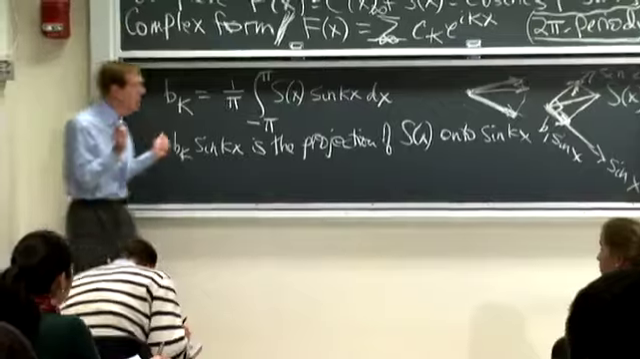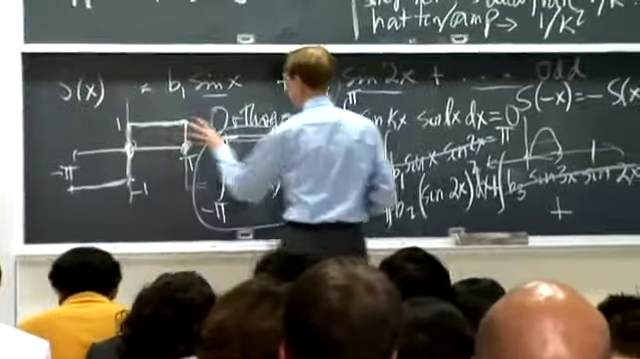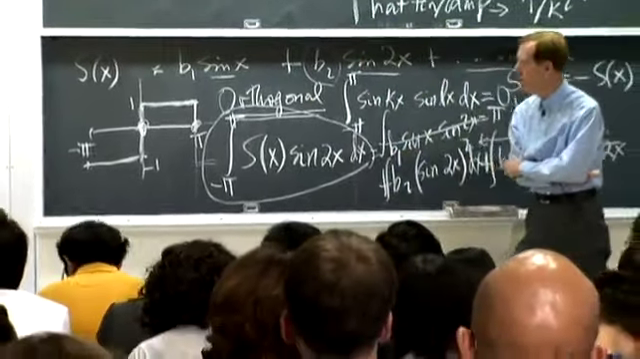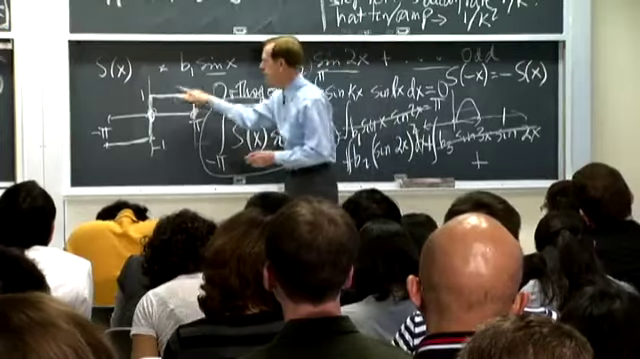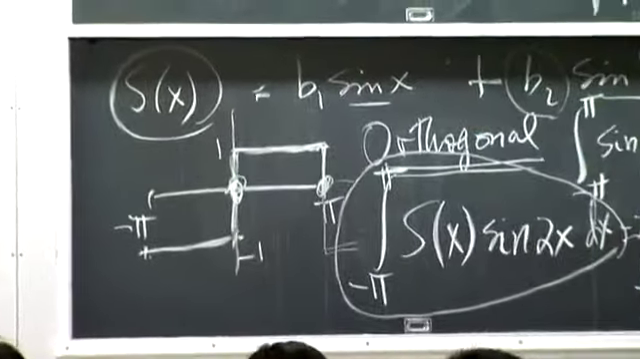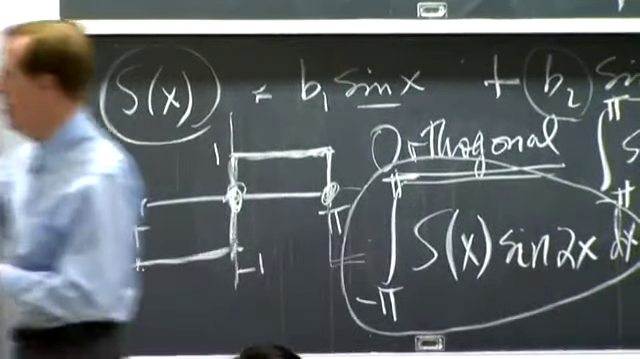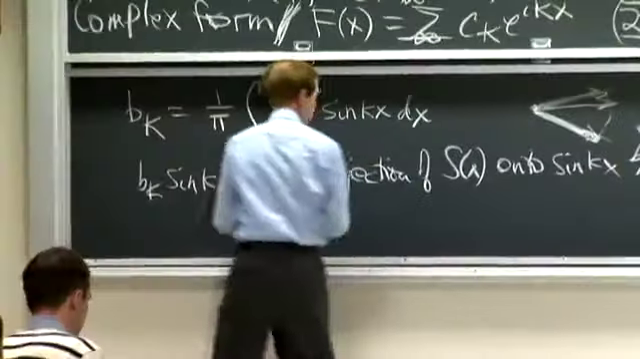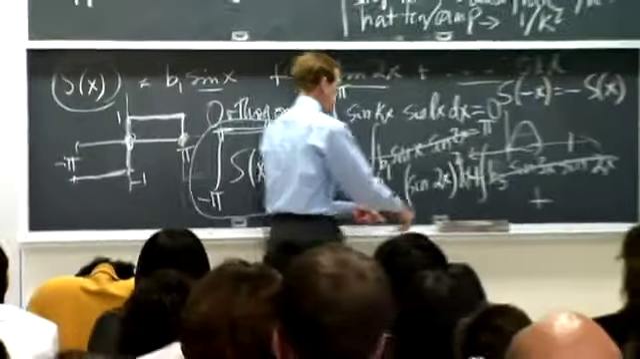Okay, let me do the key example now. This example. Let me find the coefficients of that particular function s of x. This is the step function, the square wave s of x. Let's find its coefficients. I'll just use this formula. Okay. Maybe I'll erase so that I can write the integration right underneath.